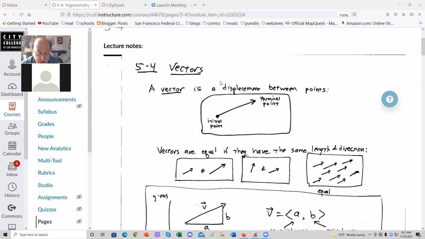Today we start on vectors. This is a concept from physics and engineering, very useful there. It's a displacement between points, from the initial point to the terminal point, from here to here. It's the displacement, not the place.